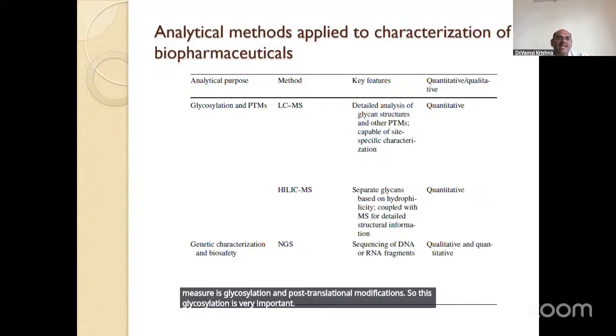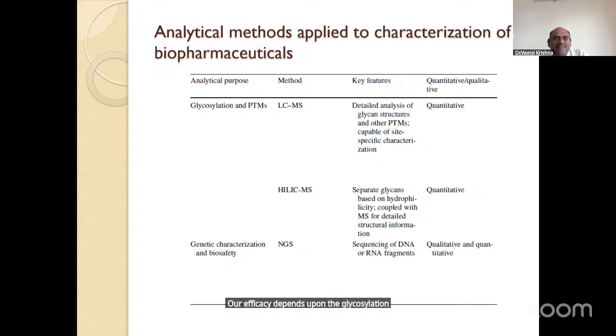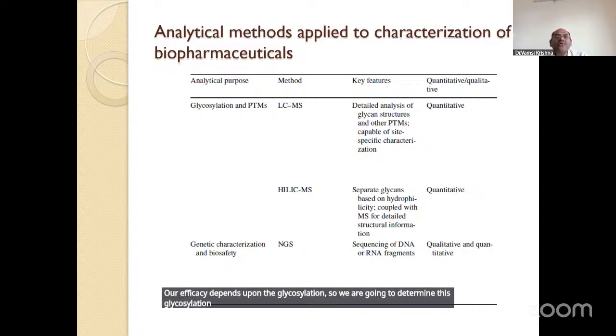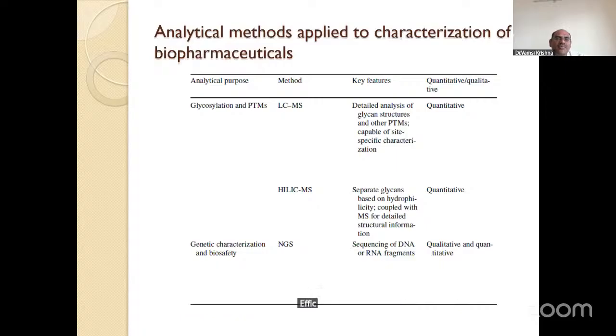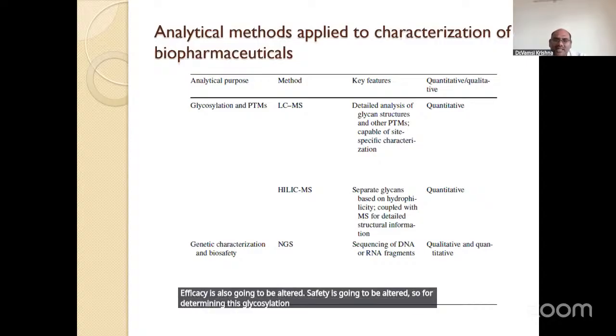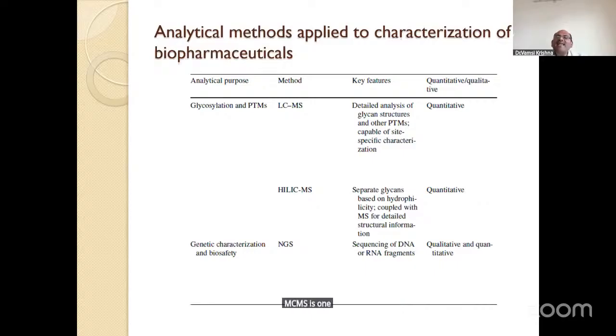The biopharmaceutical activity and efficacy depend upon the glycosylation. So we are going to determine this glycosylation, and we are going to determine post-translational modifications. Because of these glycosylation and post-translational modifications, efficacy is also going to be altered, and safety is going to be altered. So for determining this glycosylation and post-translational modifications, we are going to use techniques like LCMS is one technique, and then HILIC MS. This is one type of technique.